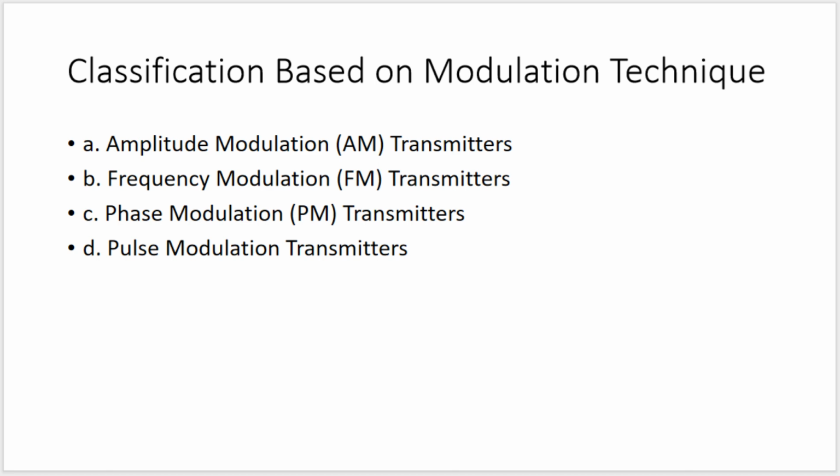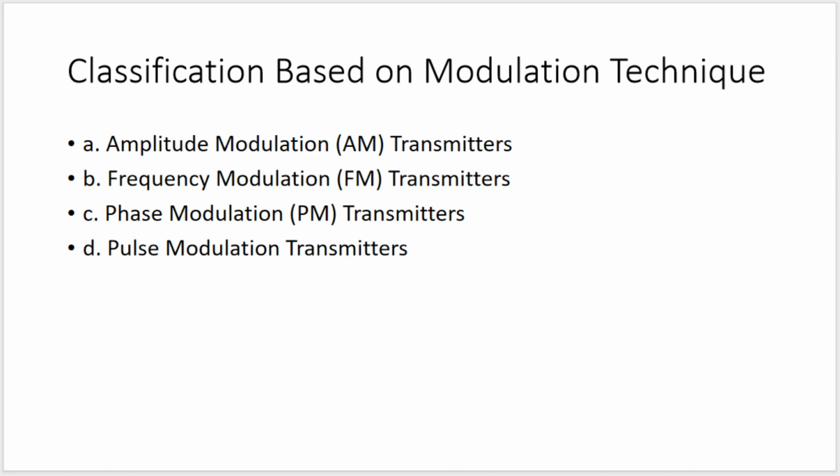So we come to point C, phase modulation transmitter. Function is to modulate the phase of the carrier wave to encode the signal, and it is used for certain types of digital communication system. PM transmitter uses pulse modulation technique for modulating the amplitude, width, and position of the pulse carrier. For these it uses pulse amplitude modulation, pulse width modulation, and pulse position modulation respectively.